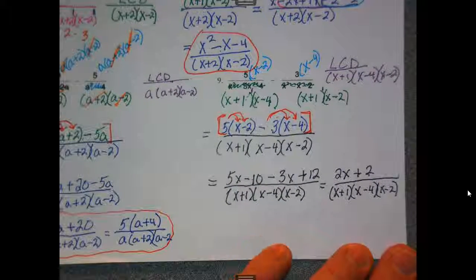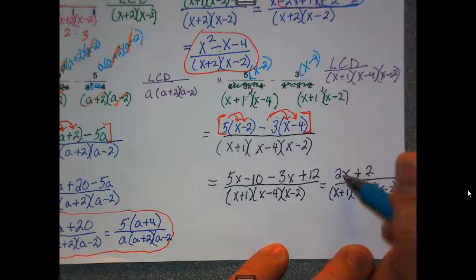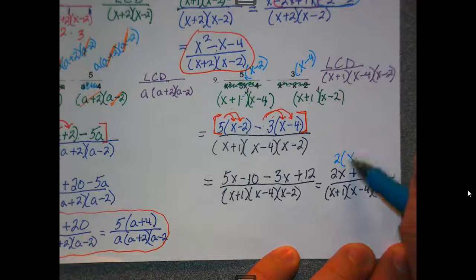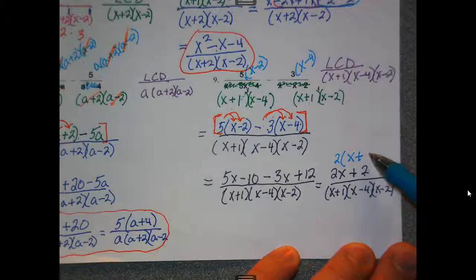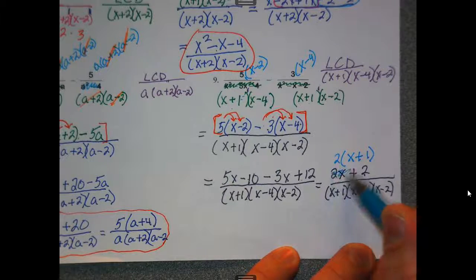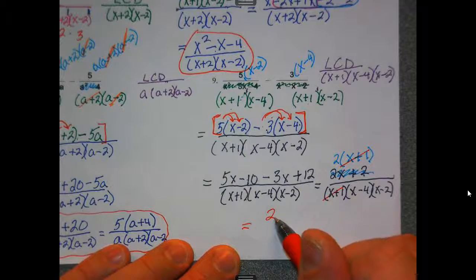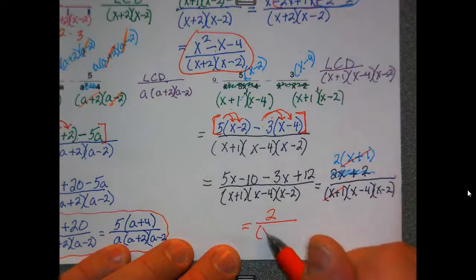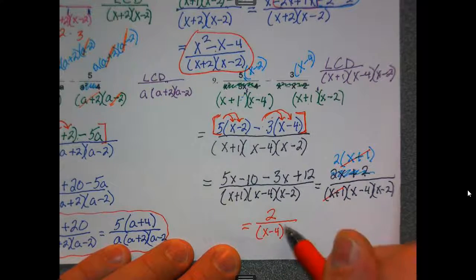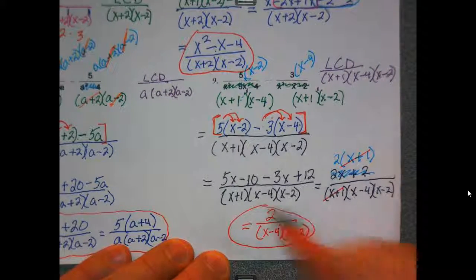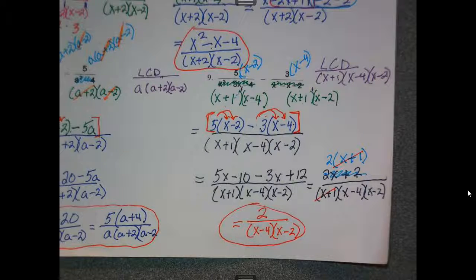Of course not, because I said, am I done? What could I take out of the top two terms? What am I left with? Good. What can I cancel out now? What's my answer? 2 over x minus 4, x minus 2. That's a big problem.